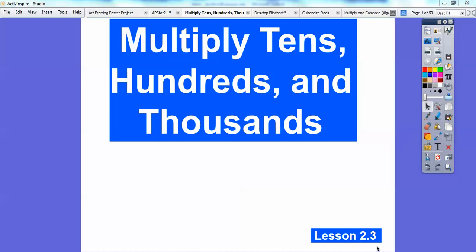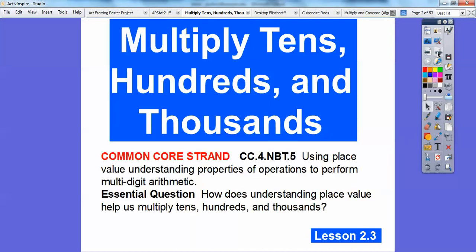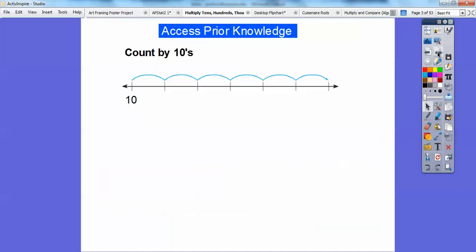Hey everybody, this lesson is on multiplying tens, hundreds, and thousands. Let's begin. Our Common Core strand is right there: using place value understanding to understand properties of operation and perform multi-digit arithmetic. How can we understand place value to help us multiply tens, hundreds, and thousands? This lesson has a few examples.